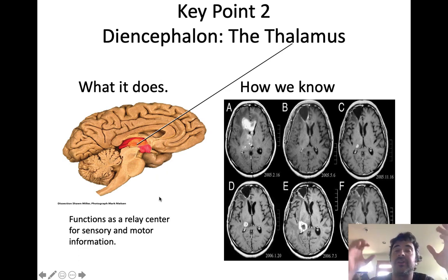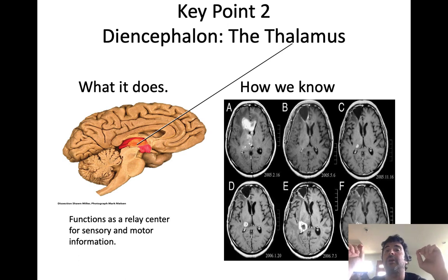The thalamus is a relay center for both sensory and motor information. It's like a 1920s operator. You call the operator and say, hey, give me Mr. Brown. And they take that and rewire it and route you to that particular phone extension, right? That's what the thalamus does. It's a routing center that takes information and routes it to the appropriate brain structure where that information is supposed to go. So it functions as a relay center for sensory and motor information.